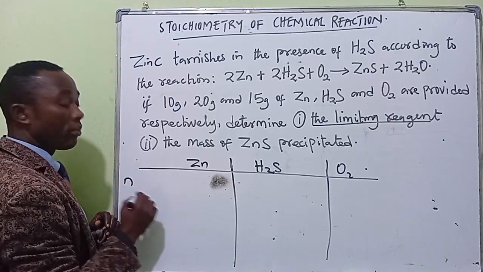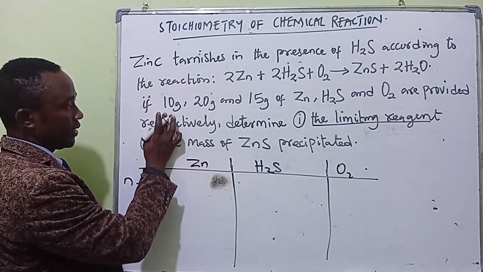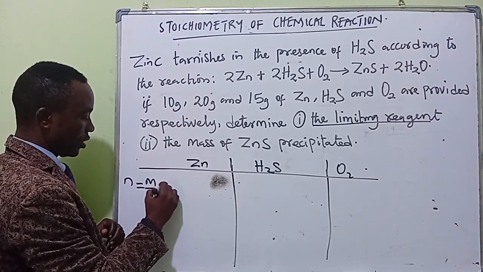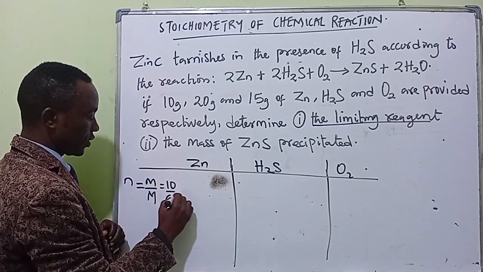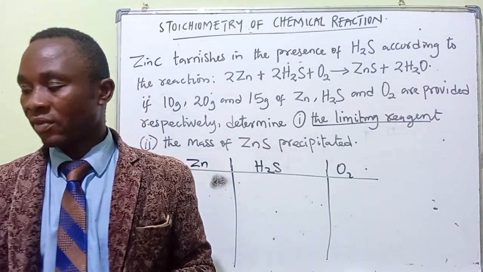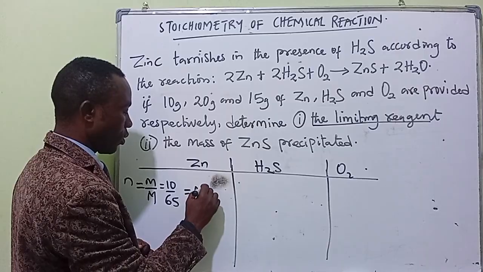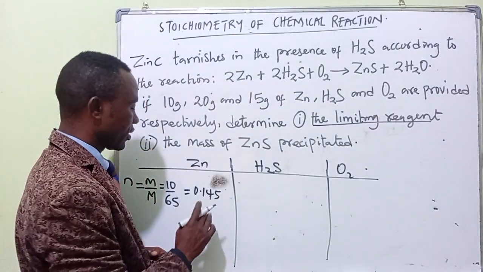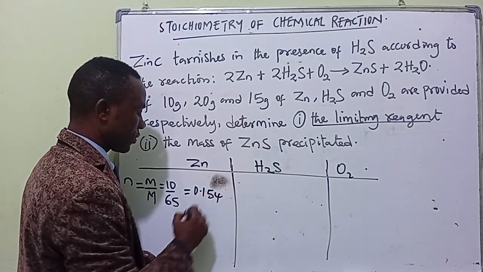You first of all get the number of mole. The number of mole for zinc is the given mass over the molar mass. The given mass is 10 divided by the molar mass of zinc, which is 65. Now, if you do 10 divided by 65, we get 0.154.